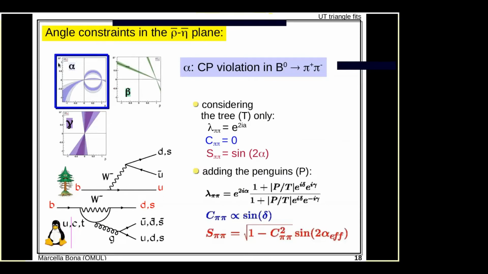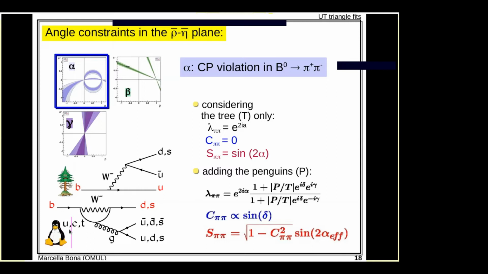So the other angle is alpha. Alpha is a little bit more complicated. The idea is the same. The idea is that you are considering CP violation in interference between mixing and decay in this final state with two pions, and we see it in two rhos as well. So these are the main three diagrams that dominate this decay. And if I consider only the tree diagram, this would be exactly like the sine 2 beta measurement, and I would be able to measure sine 2 alpha in a clean way.